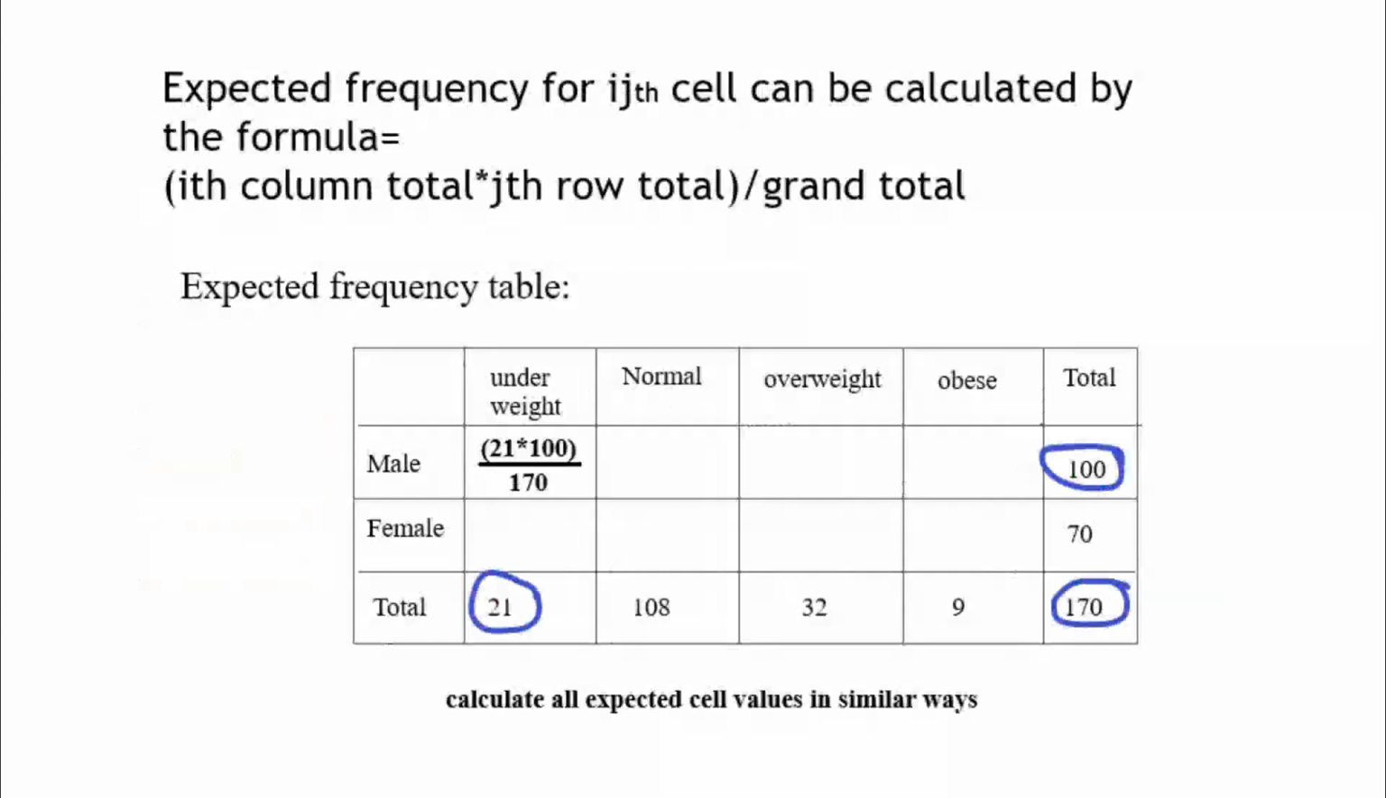It's time to calculate expected frequencies. Expected frequency for the ijth cell can be calculated by the formula: ith column total times jth row total, divided by grand total. Calculate all expected cell values in similar ways.